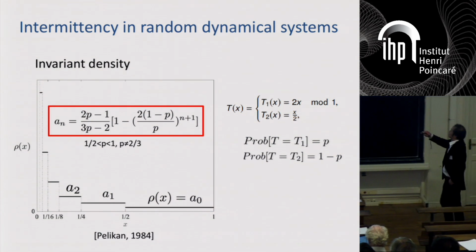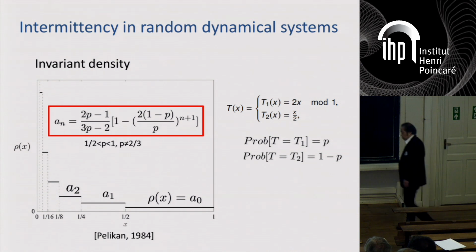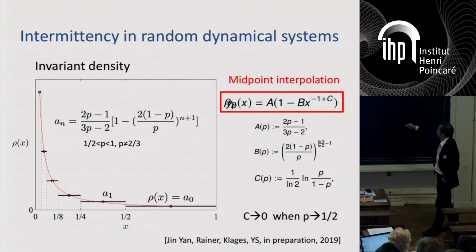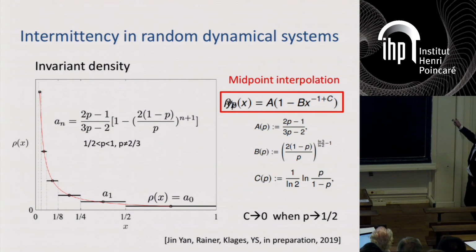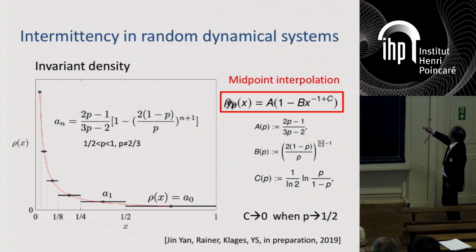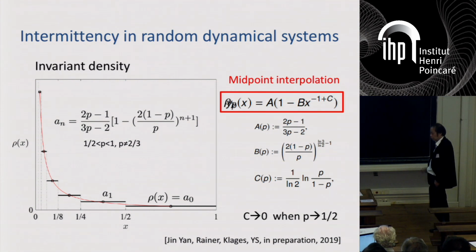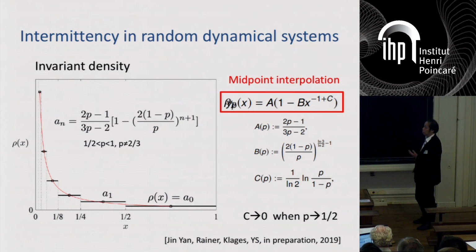Like the invariant density is given by these step functions. We have an explicit formula for these step functions. It's a known result. And then if we interpolate the midpoints of these step functions, we have a nice curve. This curve is given in this way. So C goes to 0 when P goes to 1/2. 1/2 is the null Lyapunov exponent point, the intermittent point. In that case, C goes to 0, and we have x to the minus 1, 1 over x. So it is a non-normalizable density, which clearly shows infinite ergodicity or non-stationary intermittency.